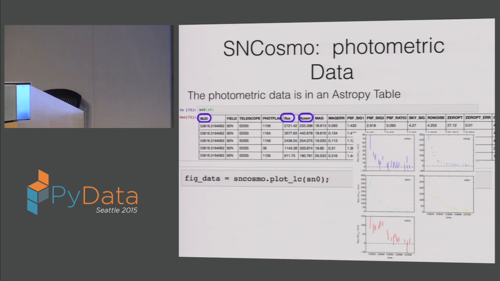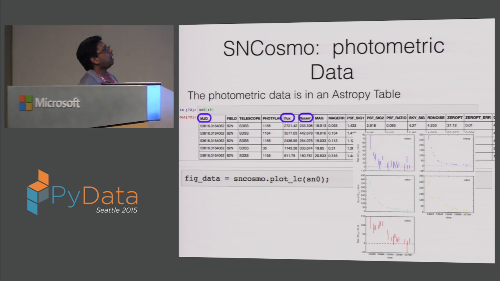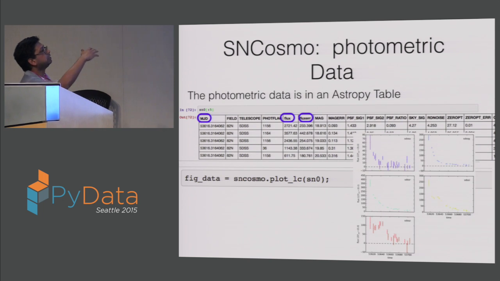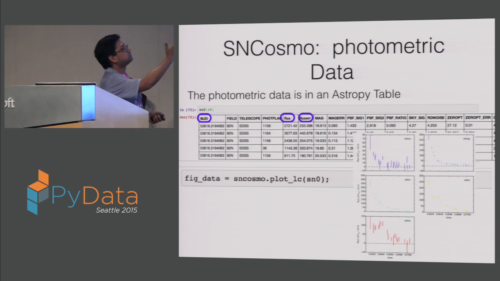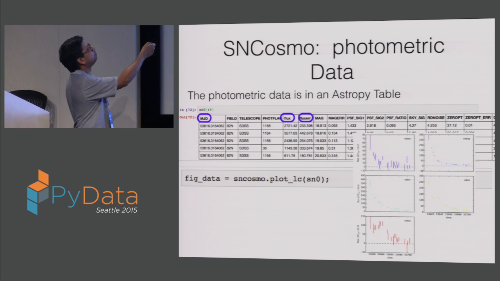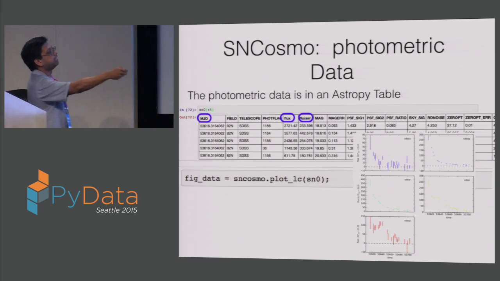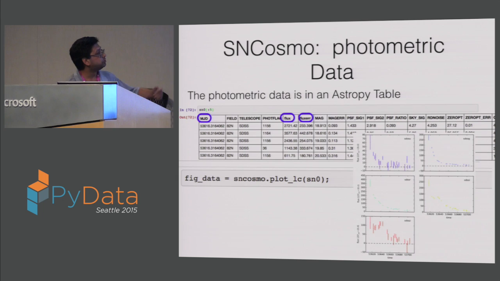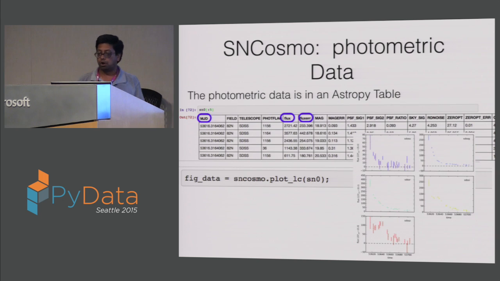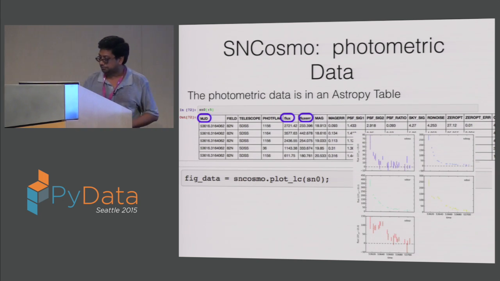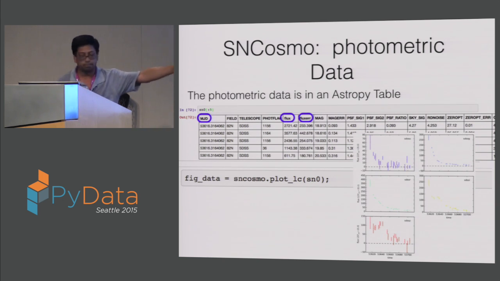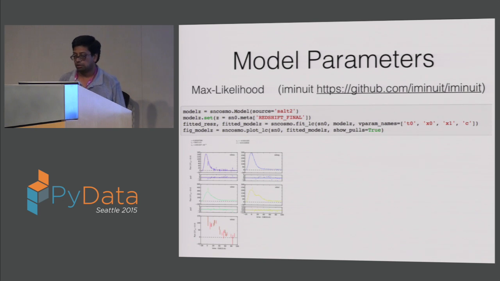So I'll just show a bit of how things look. This is how photometric data is represented. It's an astropy table. Some columns are essential: the time, modified Julian date, flux, flux error, zero point, and the zero point system are essential. You can have other columns. They'll be ignored if not necessary. You can plot that as simply as that. Okay, so SN0 was this table, and if you say plot, it'll give you that plot.